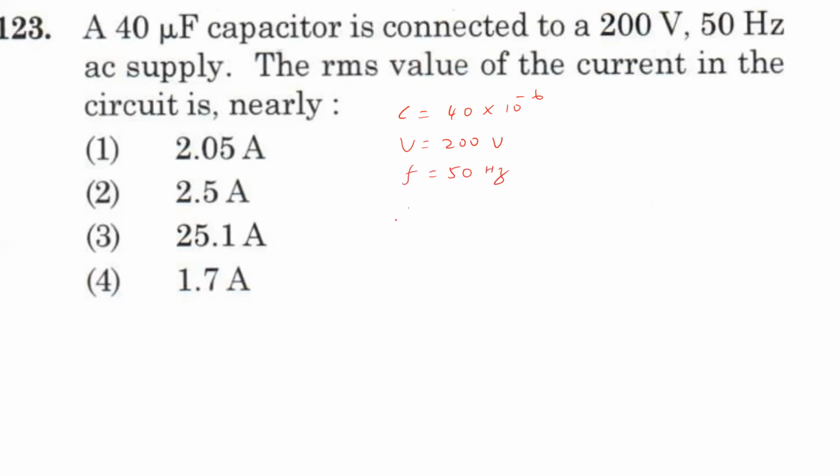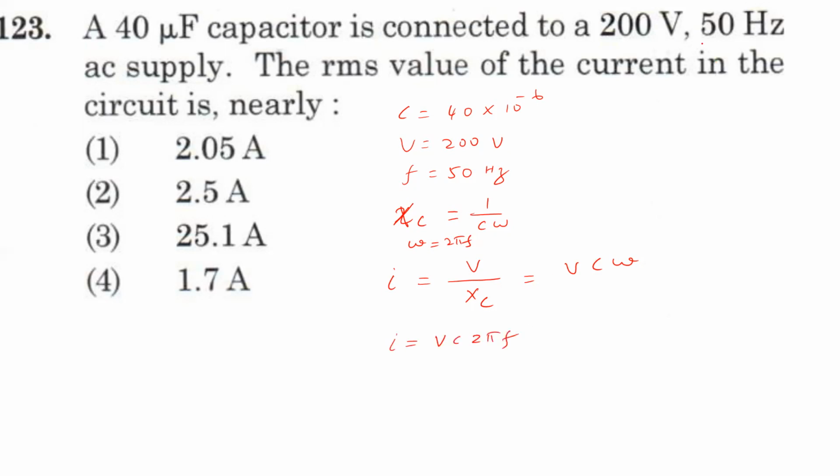And we know that in an AC circuit, capacitive reactance is equal to 1 by C omega. Now we know the formula for current is equal to potential by capacitive reactance. So if you substitute capacitive reactance as 1 by C omega, the C omega will come up, so current is V into C omega. And you also know that omega is 2 pi F. So by substituting omega as 2 pi F, current is equal to V into C into 2 pi F.